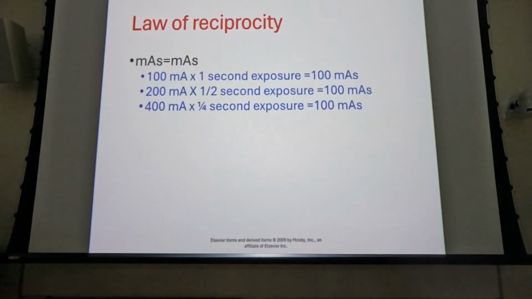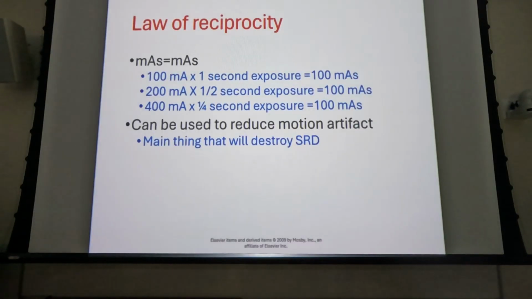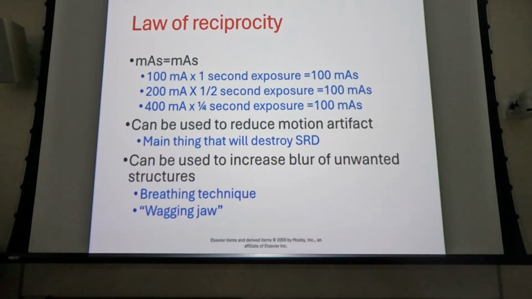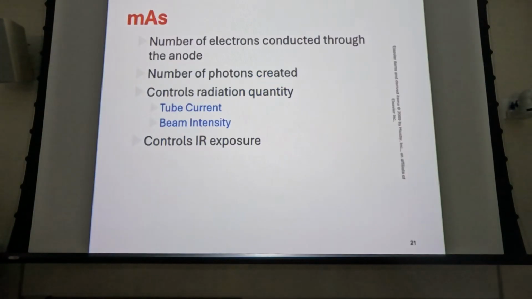repeating because of that. So the law of reciprocity just means, again, give and take. A lot of different ways to get to the same thing. Since motion artifact is the main thing that destroys your sharpness of recorded detail and you can't control it, then it becomes an issue, right? So we generally want as short an exposure time as possible.